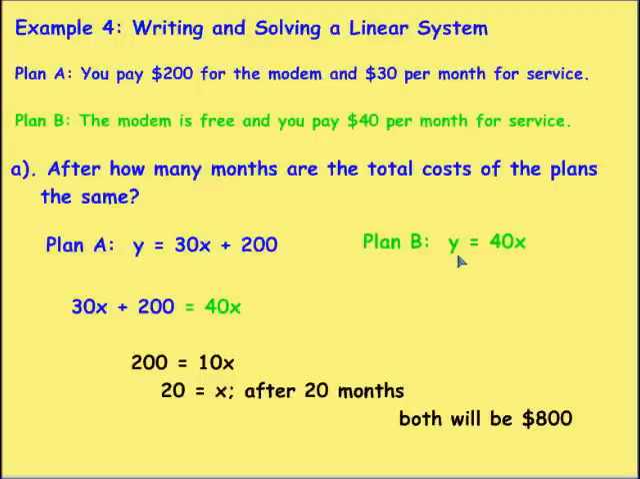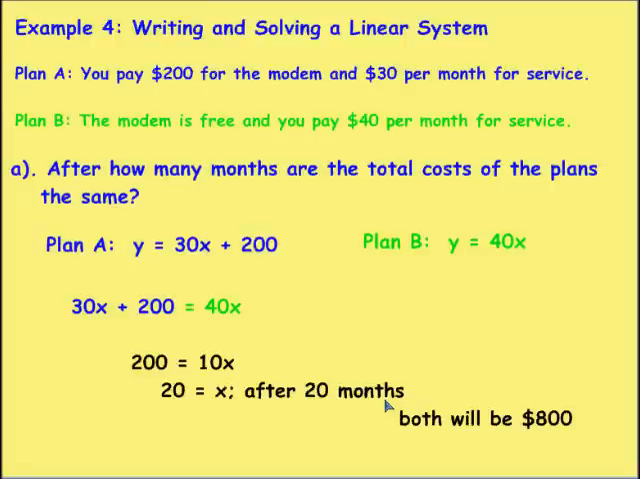If I go with plan B, I only have a per month, so I only have a slope of 40x. I do not have an initial cost, so I do not have more to that equation. Now I want to know when the total costs of the plans are going to be the same. So I'm going to set those two equations to equal each other. Solving, I would move my 30x, negative 30x on both sides, resulting in 200 equals 10x. Now I need to divide both sides by 10, giving me 20 equals x. And x was going to be per month, so it says after 20 months.